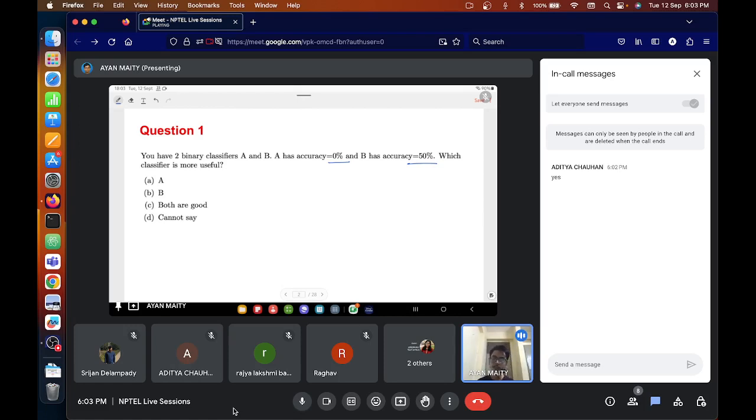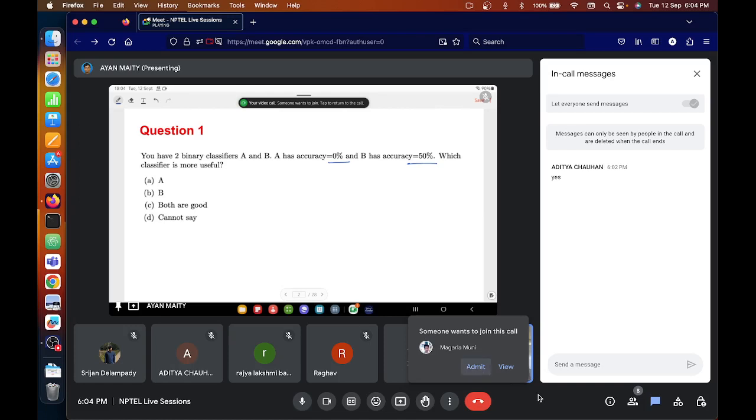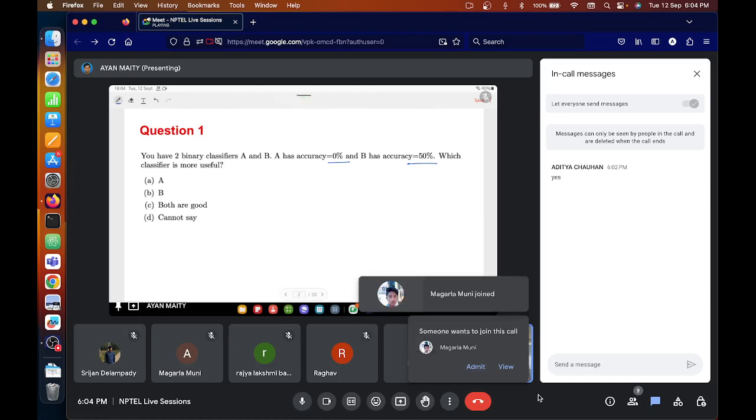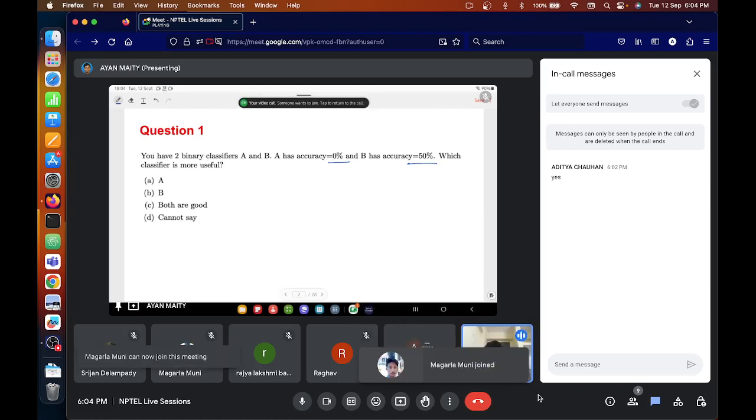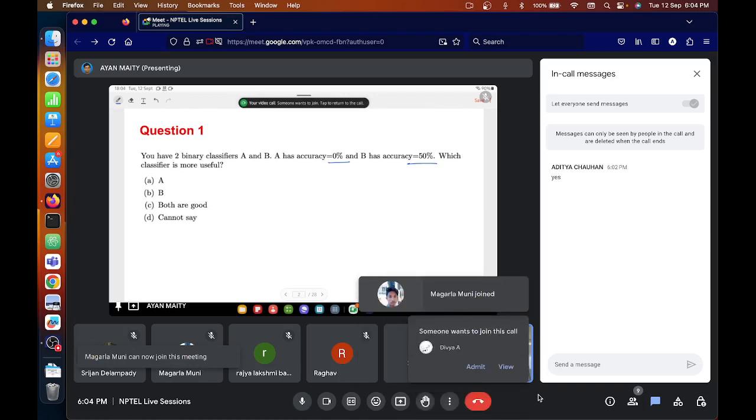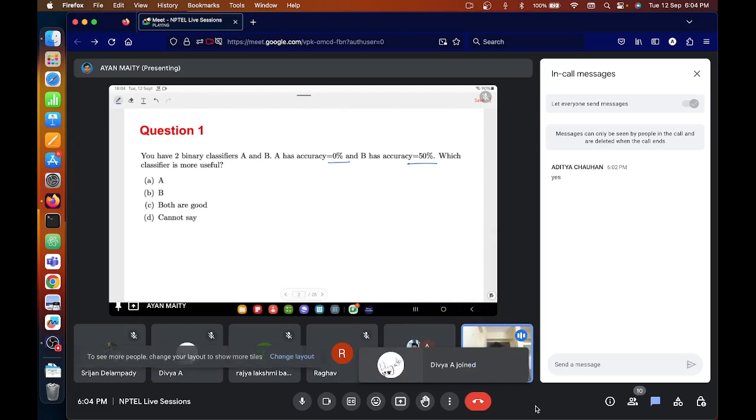So A and B are two binary classifiers. They would predict only two target output levels or classes, and the first classifier A has accuracy 0% and the second classifier has accuracy 50%. In that case, which classifier would be more useful? You can write your answers in the chat.